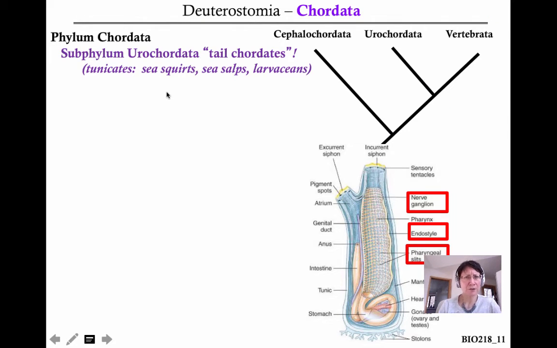And here you can see the terms. So sea squirts, sea salps, and larvaceans. Normally when tunicates or urochordates are introduced in textbooks, this is the classic diagram that you see.